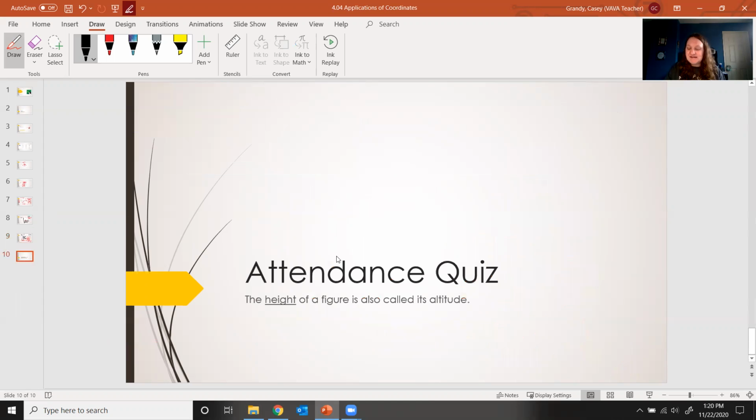Today's attendance word is height. The height of a figure is also called its altitude. I didn't mention that word really a whole lot today, but if you hear something called an altitude, it's talking about its height. Okay, so the attendance word is height.